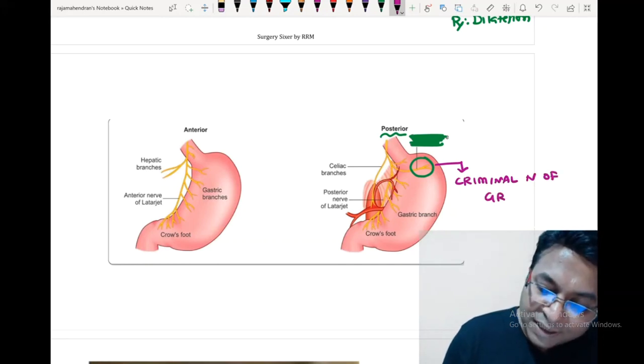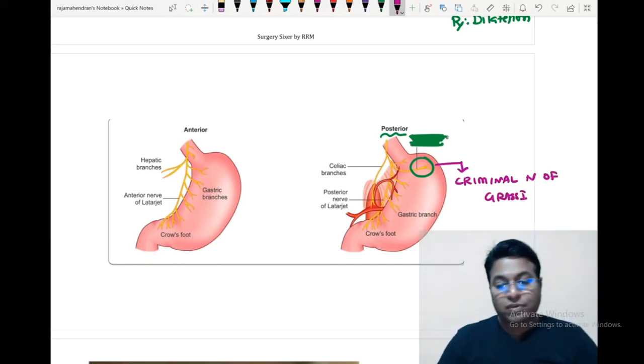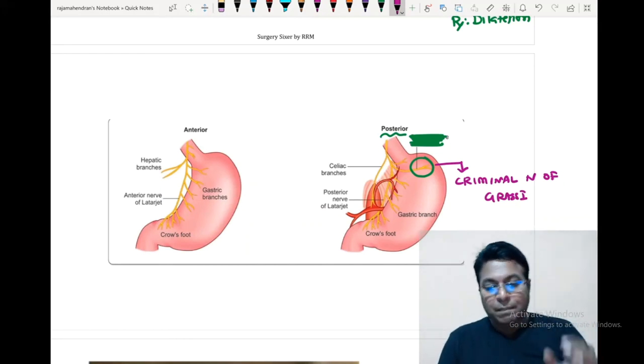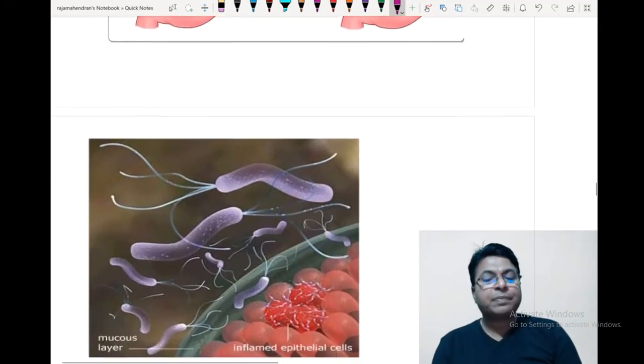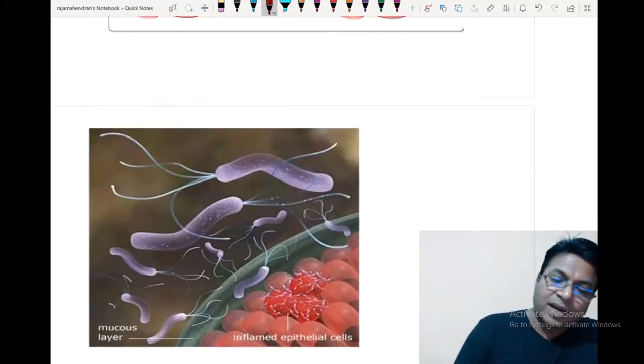Criminal nerve of Grassi. This question has been a repeat question for FMG exams. So please don't forget, from the posterior vagus nerve, the branch supplying the fundus is known as the criminal nerve of Grassi. Next, you are seeing an organism, that is Helicobacter pylori.